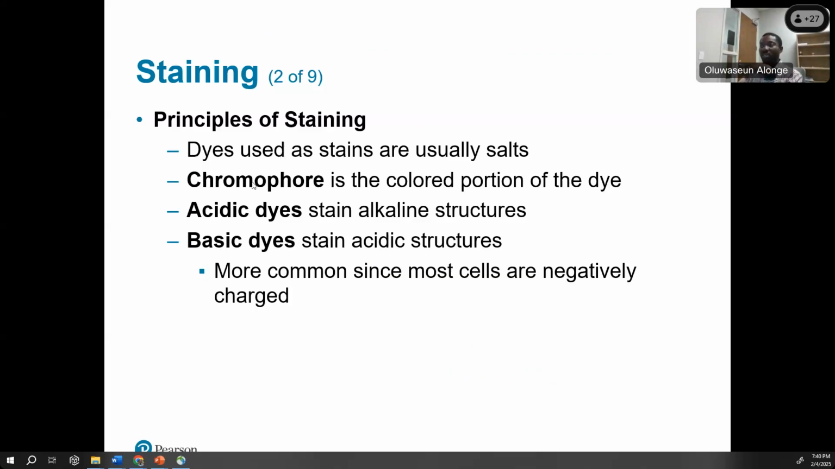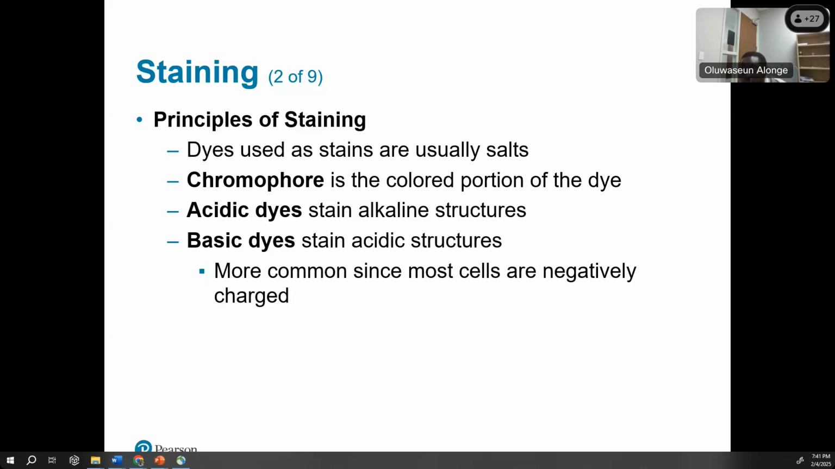Chromophore is the colored portion of a stain. Now, take note, please. Any dye that is acidic will not stain the acidic part of the cell. It will stain the basic side of the cell. Any stain that is basic will stain the acidic part of the cell. So acidic dye stains alkaline. Alkaline is the same thing as basic. Please don't confuse that. Alkaline is the same thing as basic.